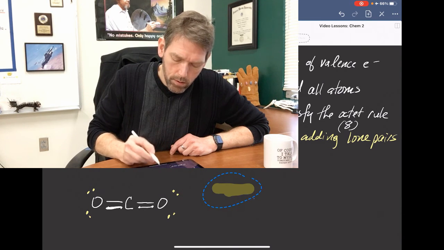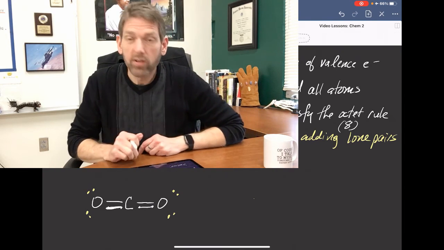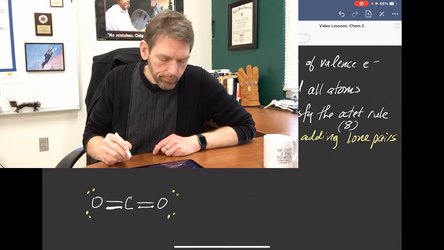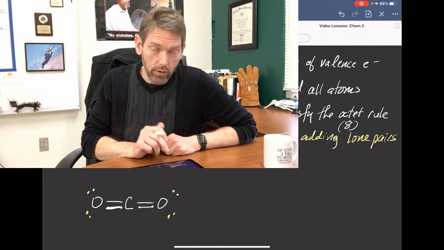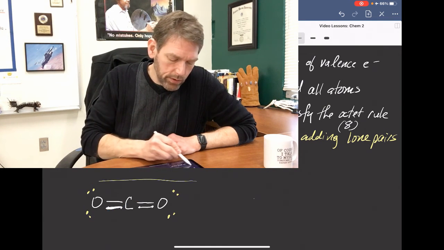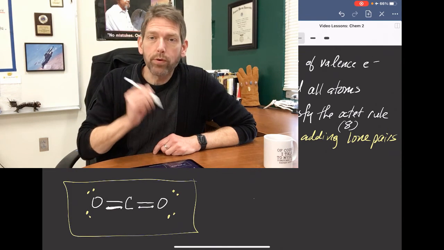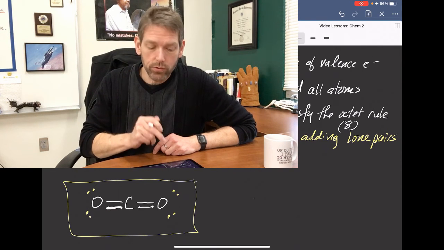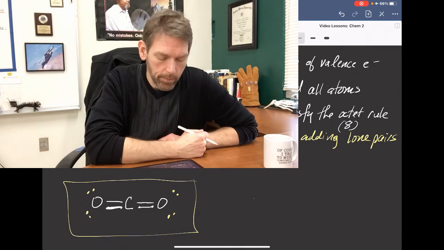So let me get rid of this and delete it. Just get that off the screen. We don't need that. So right here, the way I've drawn this, this represents the best Lewis structure for carbon dioxide, okay?